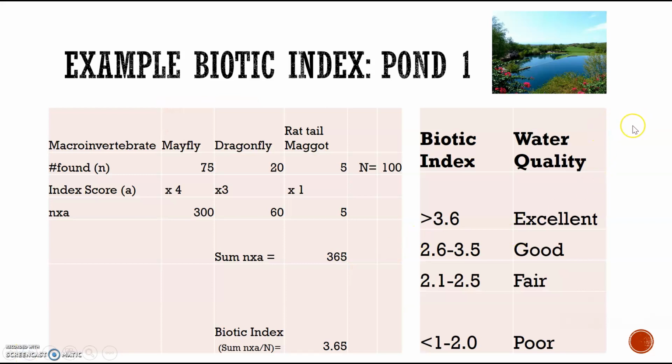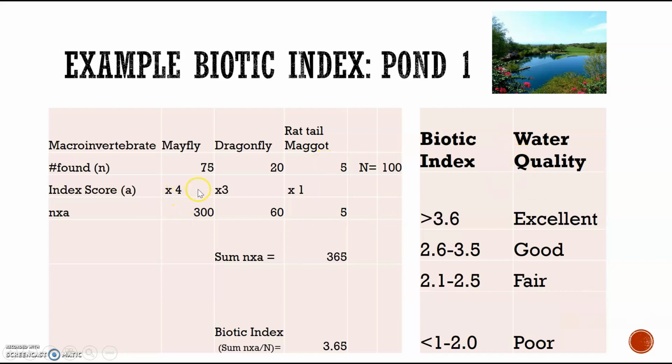All right, so let's do an index. Let's say we went out, we took a sample from a pond, and we counted up all the organisms that were in there. So what we would do is identify the species of insect and count up how many there were. In this case, we had 75 mayflies, 20 dragonflies, and 5 of those rat-tailed maggots.